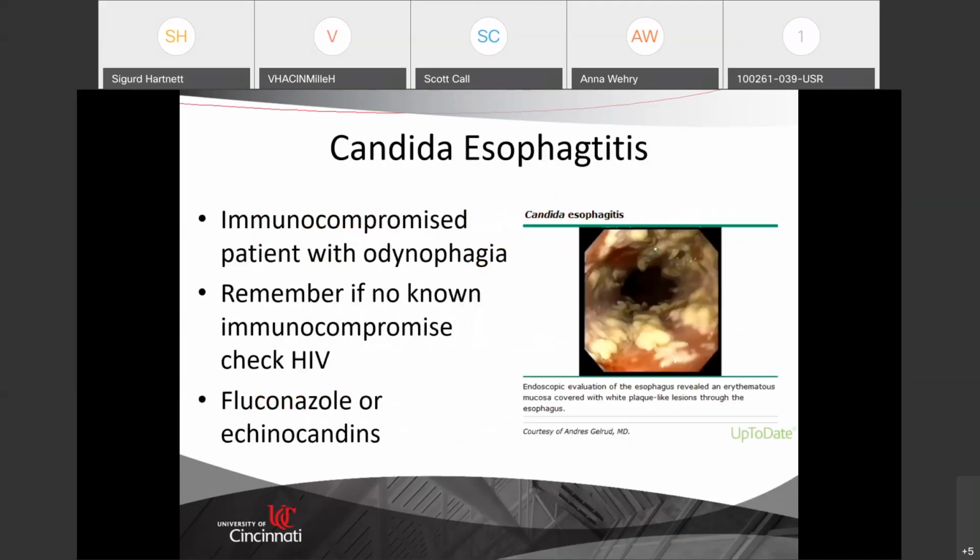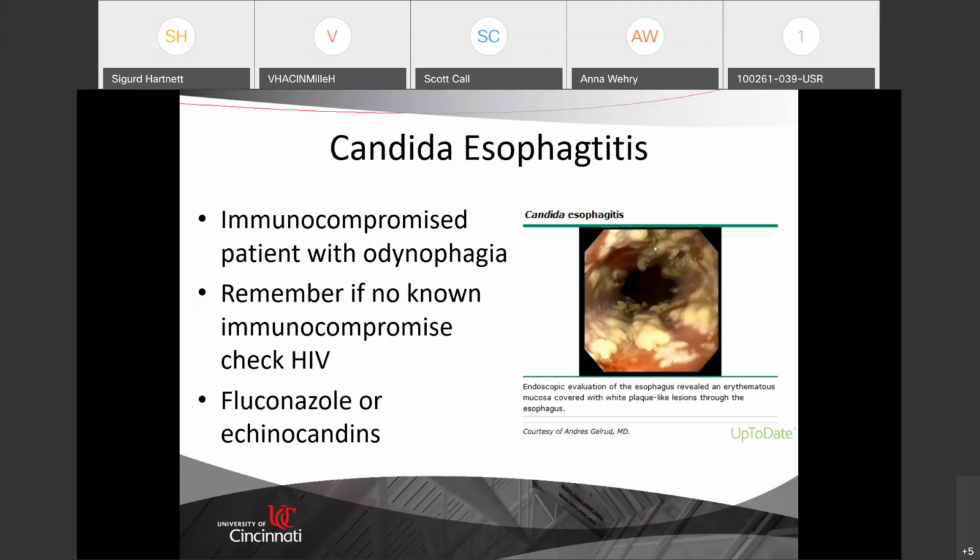The next one I wanted to talk about, just moving down, is Candida esophagitis. It's actually the most common cause of odynophagia in immunocompromised patients. If you have an immunocompromised patient, particularly those with cell-mediated immunodeficiency and those with no neutrophils, you need to really think about Candida esophagitis. Remember that it's not just HIV; diseases like really uncontrolled diabetes can also present with Candida esophagitis, as well as solid organ transplants and people on active chemotherapy.